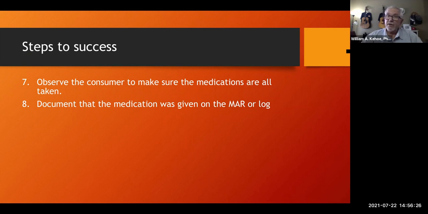And then finally, you do correct documentation. Now, if they refuse it, generally what we do on a MAR is, if that time is listed and they refuse it or it wasn't given, we ask you to circle it, put your initial there, and then put the reason it wasn't given. The circled time usually means it wasn't given. So initial it and then write a brief reason: patient refused, patient unavailable, or whatever it is.